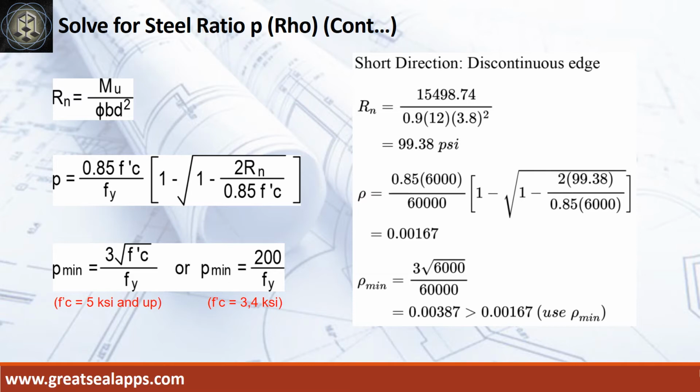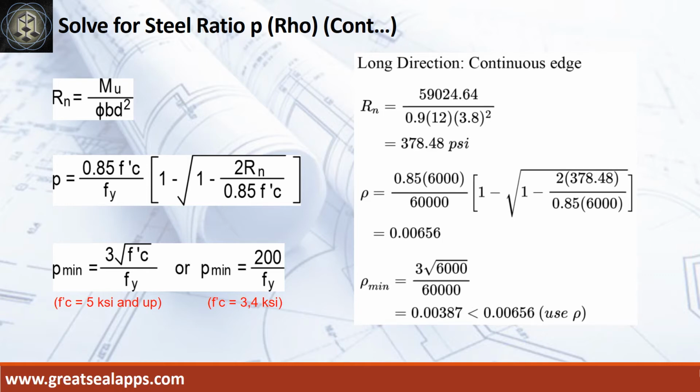Given short direction, discontinuous edge moment equals 15,498.74 inch-pounds, resistance factor equals 0.9, B equals 12 inches, and D equals 3.8 inches, the beam design ratio Rn equals 99.38 psi, and reinforcement ratio ρ equals 0.00167. Use ρ minimum of 0.00387.